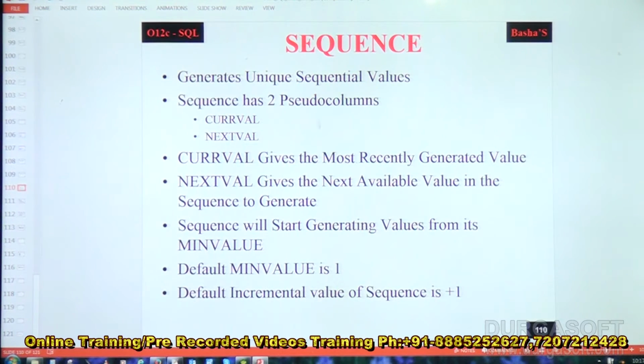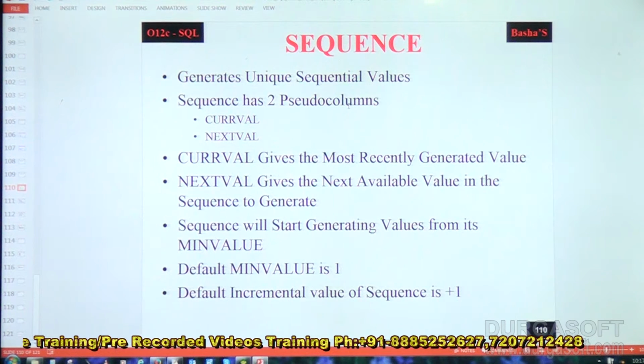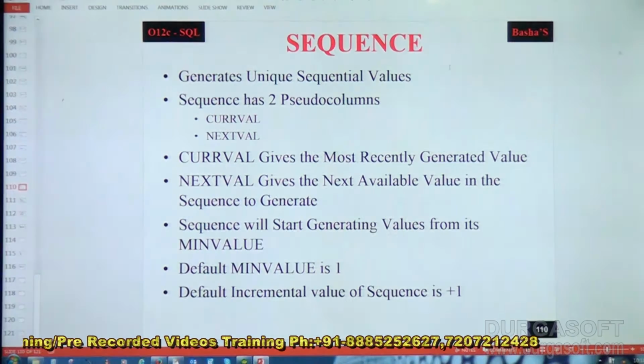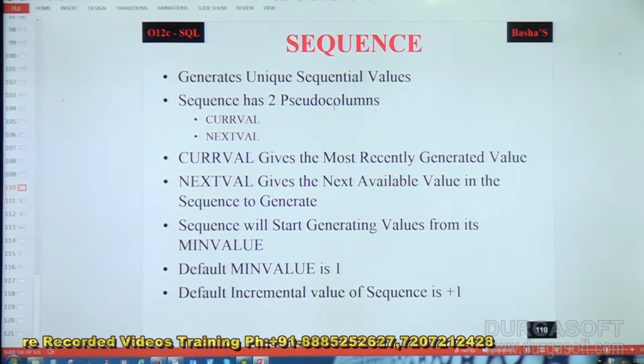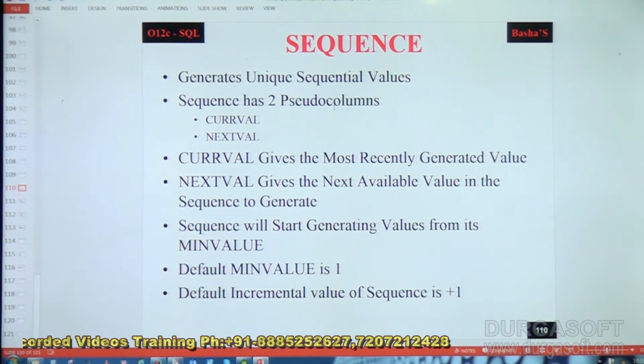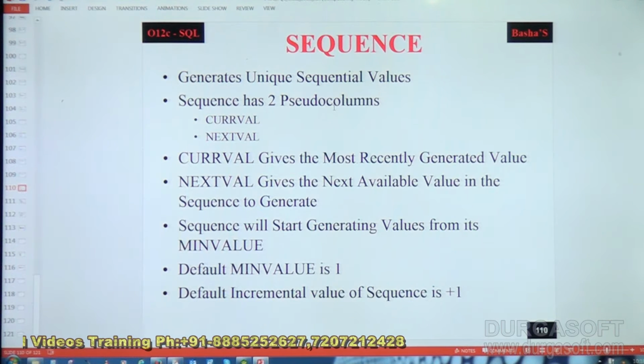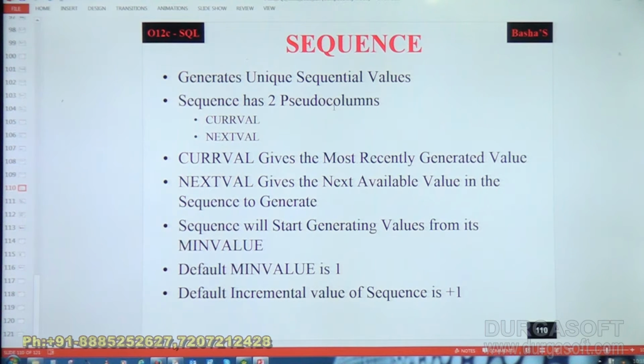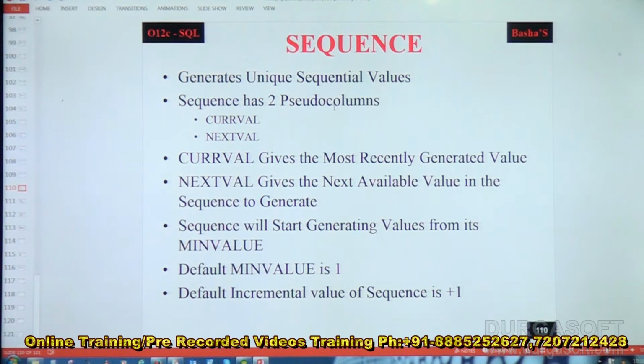In this session, we will discuss sequence. Sequence is used to generate unique sequential values, especially for generating the values of primary key columns or unique columns, especially the ID columns of a table. Normally, the primary key does not allow duplicate values and it does not allow null values.